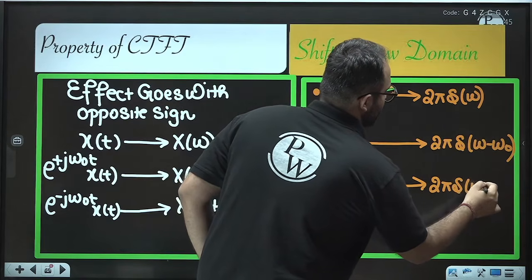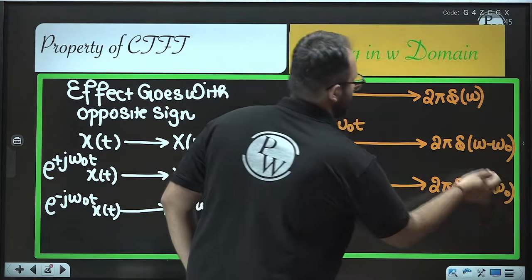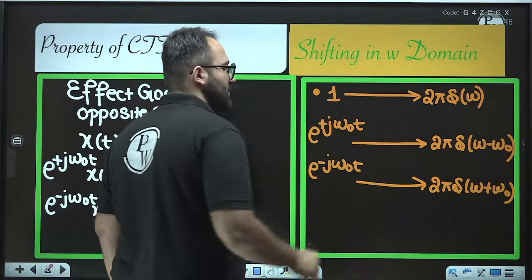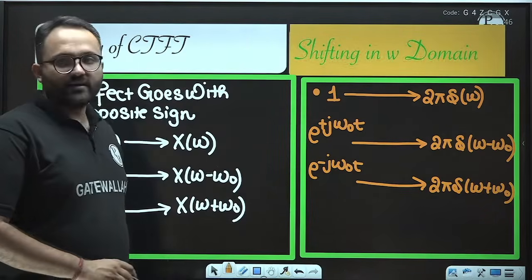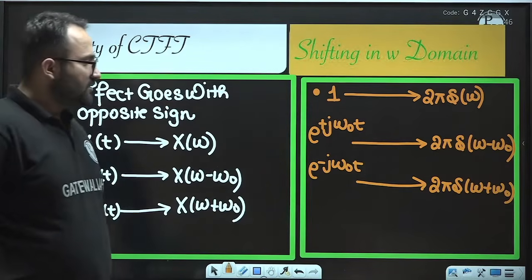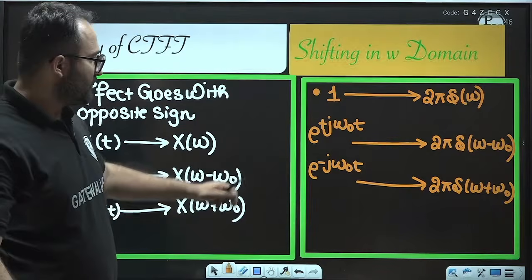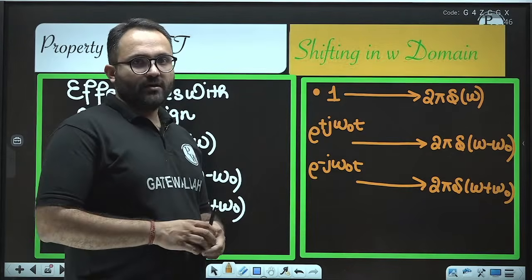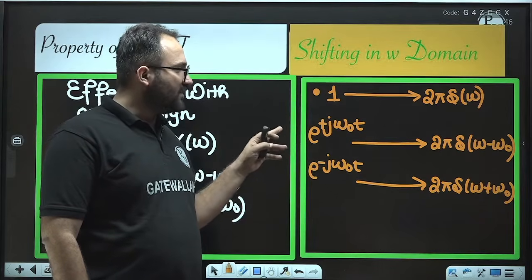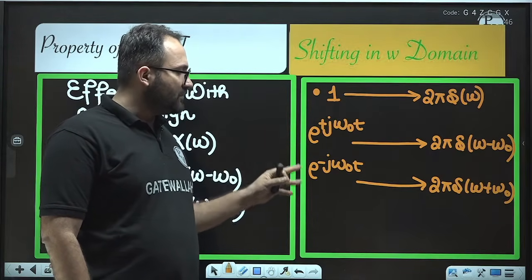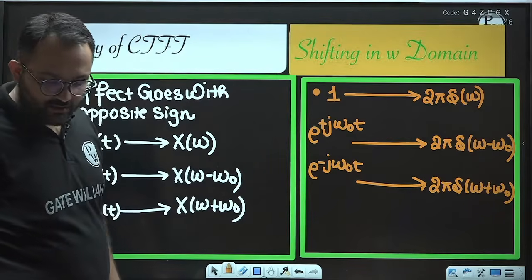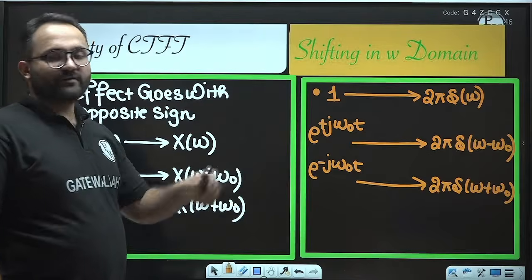2 pi del of omega plus omega naught. This will go with e to power minus j omega naught t. Okay, so these are the results which are very important. If you recall, the Laplace transform of these signals is not available. The Laplace transform of 1 or DC signal is not available. Laplace transform of e to power j omega naught t is not available. E to power minus j omega naught t is also not available. Okay, but Fourier transform is available.